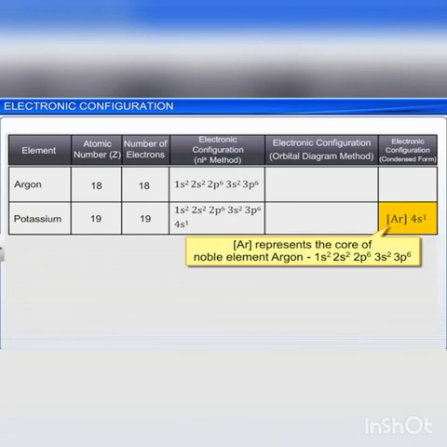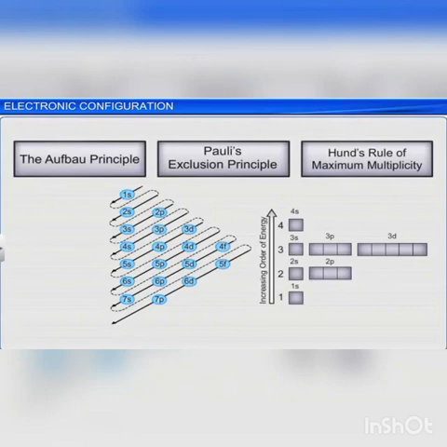The electronic configurations of the atoms generally follow the three above said rules for filling up electrons into various orbitals. For example, in potassium, the electrons enter into various orbitals, that is, 1s2, 2s2, 2p6, 3s2, 3p6, and 4s1, in accordance with Aufbau's rule.